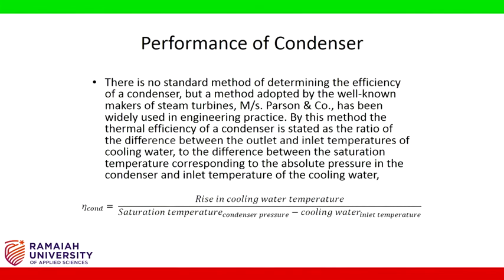There is no standard method of determining the efficiency of a condenser, but a method adopted by the well-known makers of steam turbines, Messrs. Parsons and Company, has been widely used in engineering practice. By this method, the thermal efficiency of a condenser is stated as the ratio of the difference between the outlet and inlet temperatures of cooling water to the difference between the saturation temperature corresponding to the absolute pressure in the condenser and the inlet temperature of cooling water.